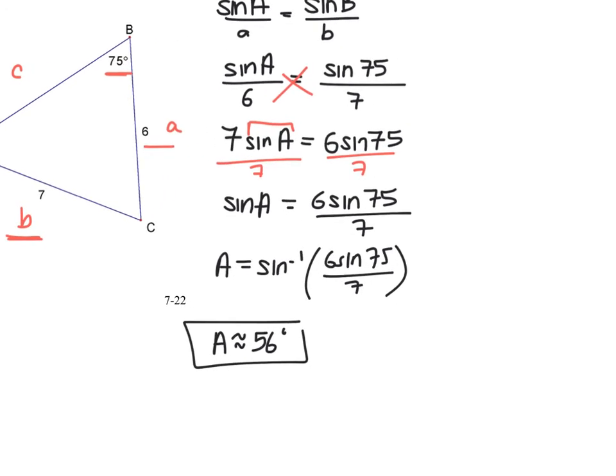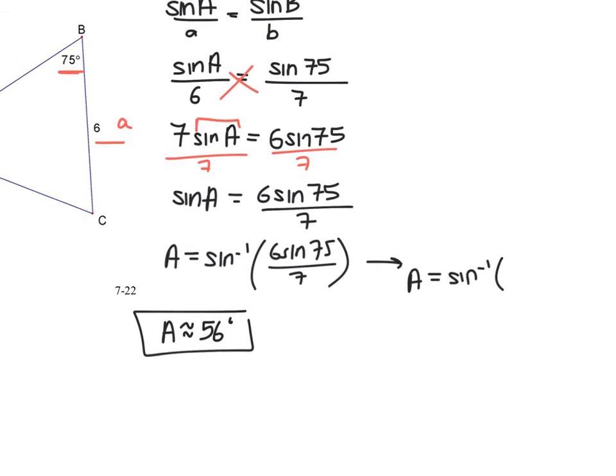here's a way around it. To find angle A, we're going to take the sine inverse of the decimal that represents that fraction. So in your calculator, you can type in sine of 6 sine 75 divided by 7, and you get 0.8279.